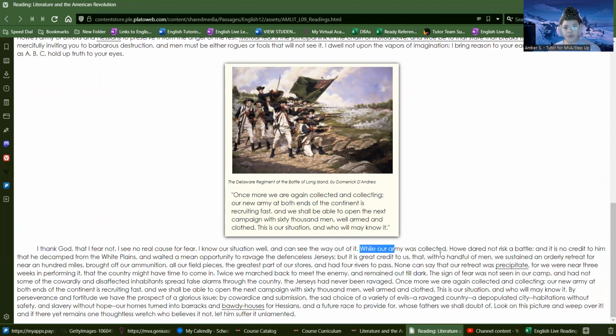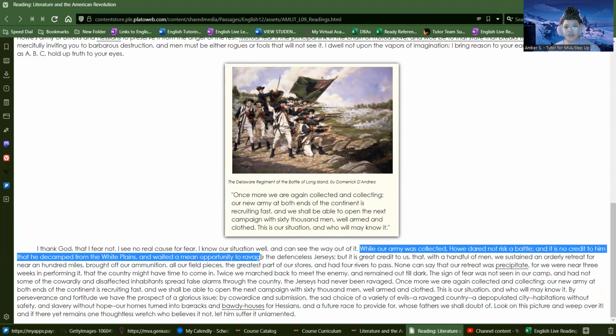While our army was collected, Howe dared not risk a battle. And it is no credit to him that he decamped from the White Plains and waited a mean opportunity to ravage the defenseless Jerseys.